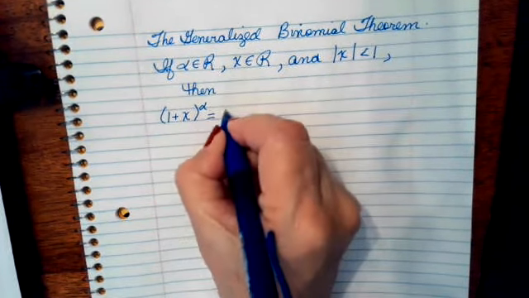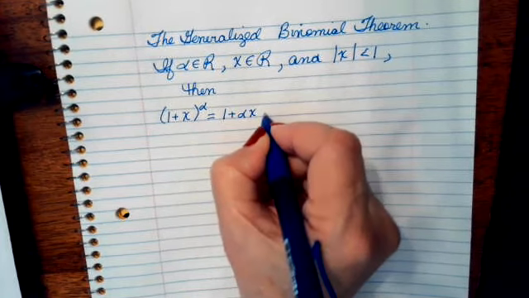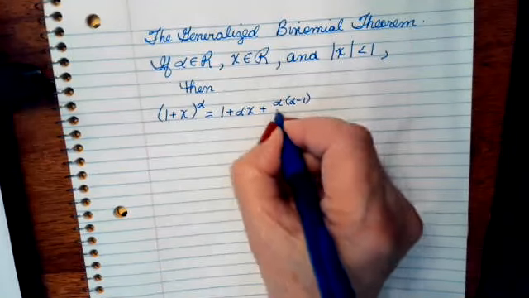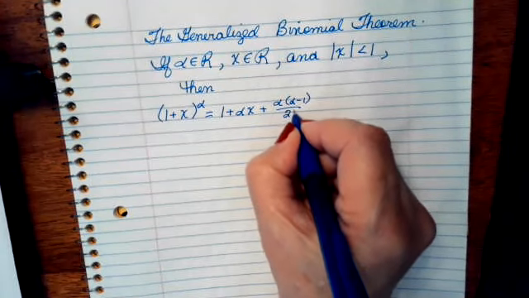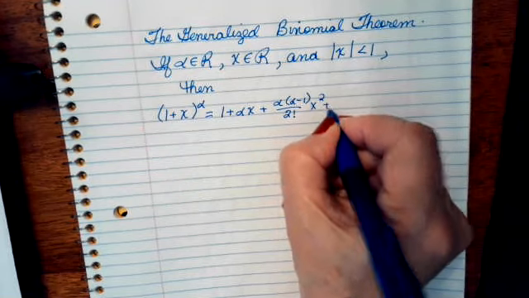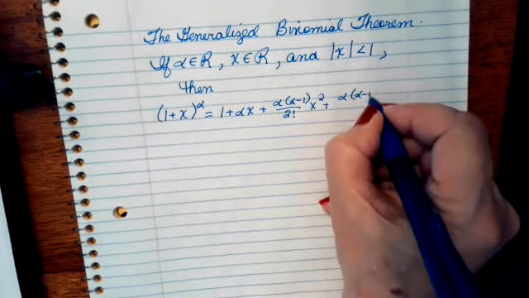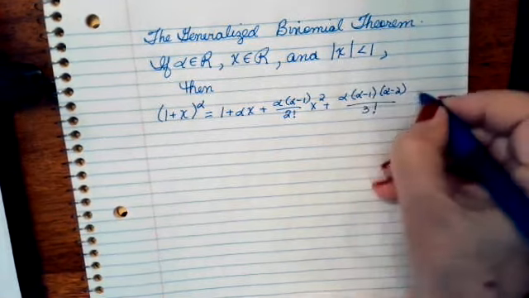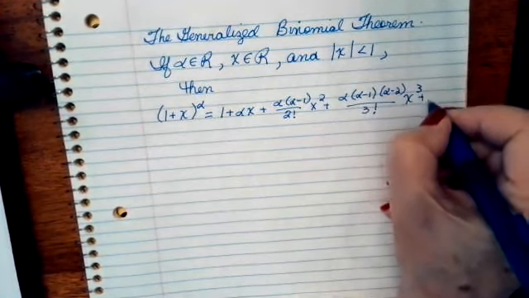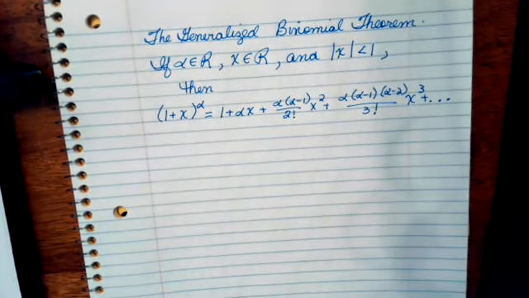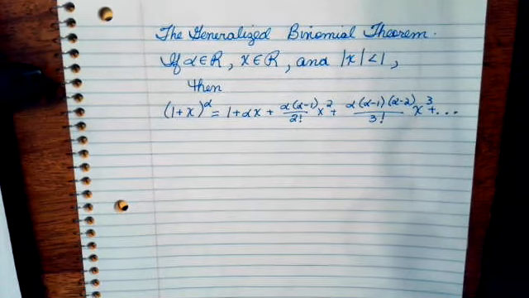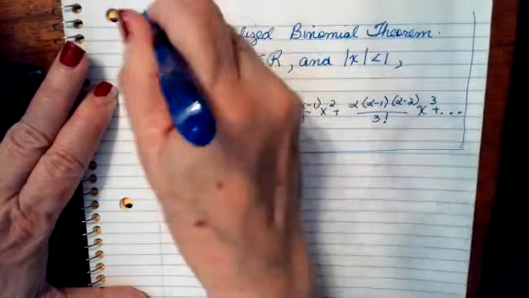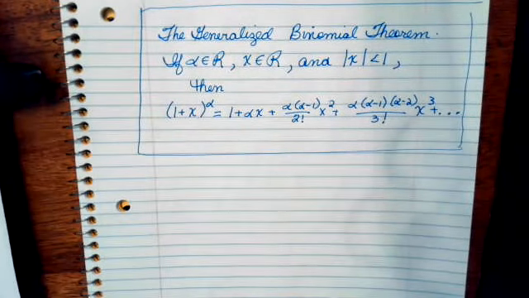This is equal to 1 plus alpha x. By now you could probably write it down. Plus alpha times alpha minus 1 over 2 factorial times x squared plus alpha times alpha minus 1 times alpha minus 2 over 3 factorial x to the third plus ... That, my friends, is the end of the story for the generalized binomial theorem.